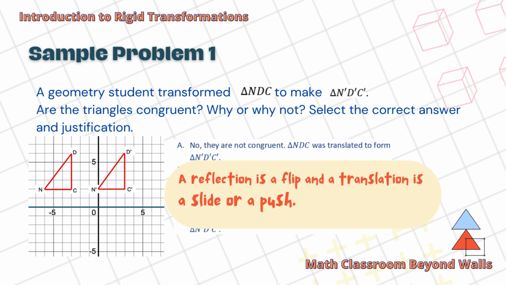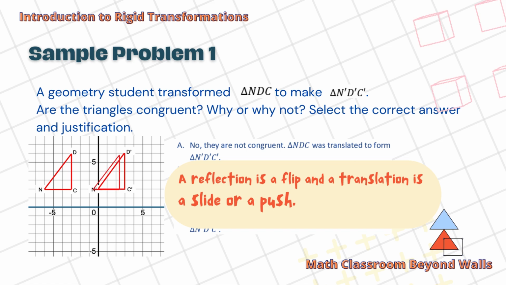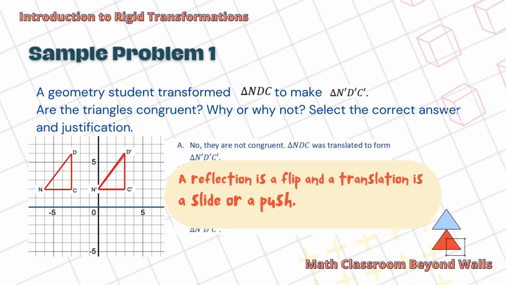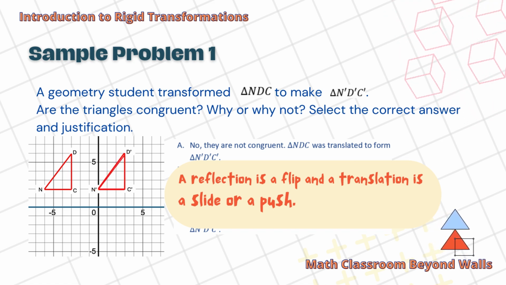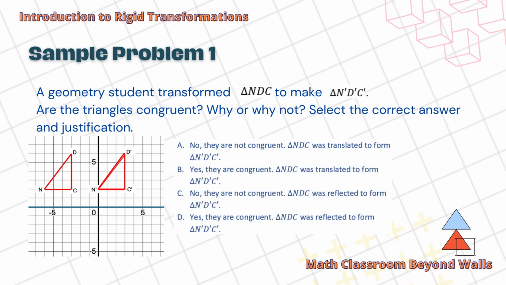You are correct. Triangle NDC was pushed to the right. To be exact, it was pushed 3 units to the right. So a translation took place. So what is the answer, learners? You are correct. It is option B. Yes, they are congruent. Triangle NDC was translated to form triangle N prime, D prime, C prime. How was it, learners? It was easy, right?